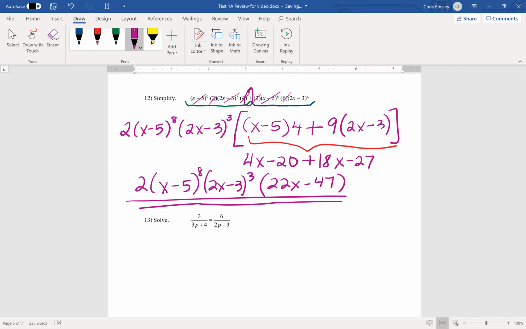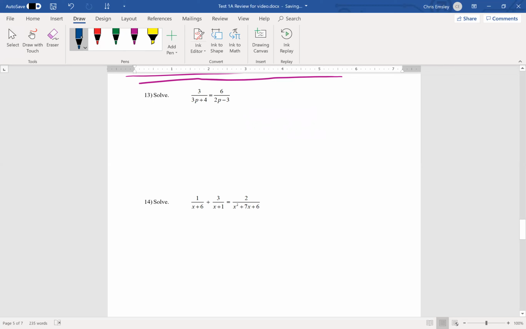Okay, now we're going to move into solving some equations. This first one is a rational equation, and it's a special case of the rational equations because there's just one fraction on each side of the equal sign. Anytime we have that case where there's just a single fraction on the left and a single fraction on the right, we can use one of our quick and easy tricks, and that is we are going to cross multiply.